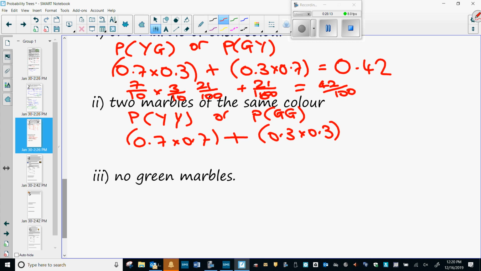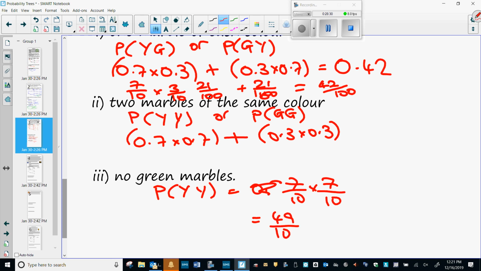No green marbles. So if you've got no green marbles, what situation is that? Just yellow. So we want the probability of yellow, so that's going to be 7 over 10 multiplied by 7 over 10, which is 49 over 100. We didn't finish the answer. 0.49.